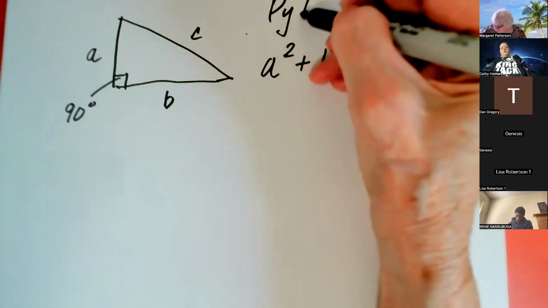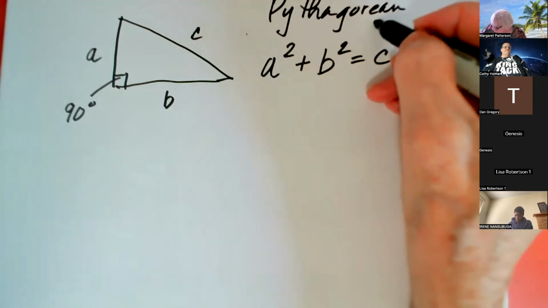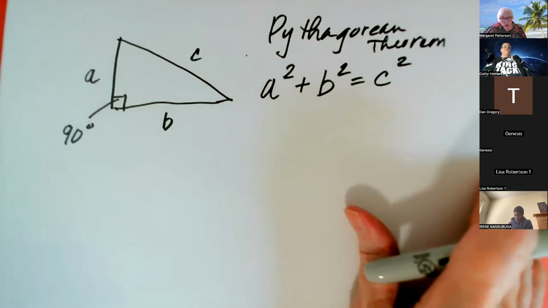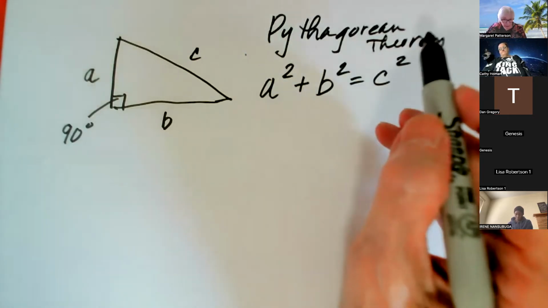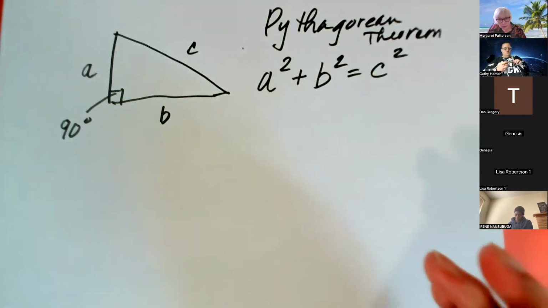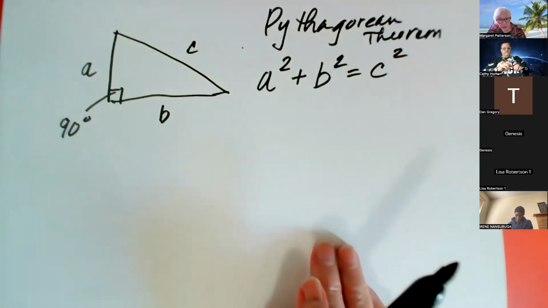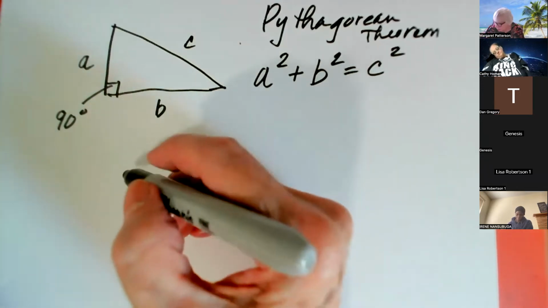This is the Pythagorean theorem. Why is it called that? Because the person, I think Greek, Pythagoras, figured it out. Probably others did as well, but Pythagoras gets the credit, and so we call it the Pythagorean theorem.